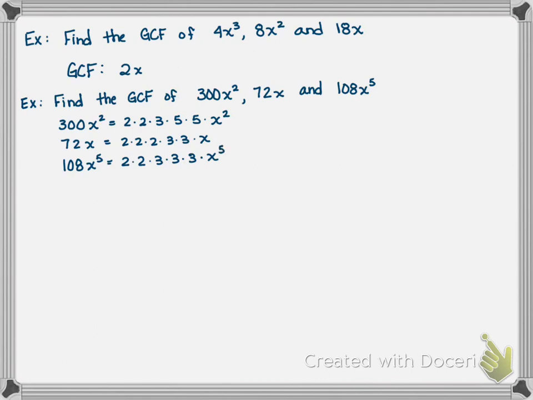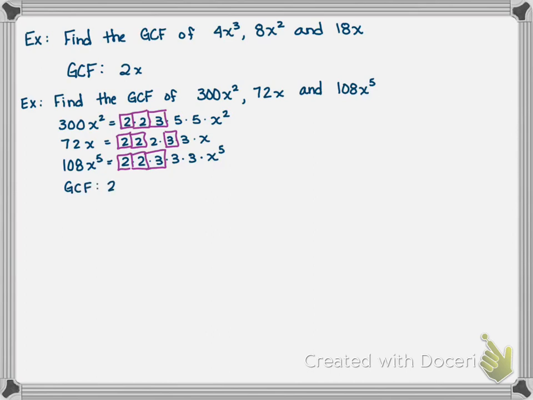So now that I have the prime factorization, I can look at what prime factors they all have in common. They all contain a factor of 2, they all contain another factor of 2, and then they all contain a factor of 3. But that's all, right? There aren't any other factors other than my x's, which we'll take care of in a second, that they all have in common. The second two have more factors of 3 in common, but that first one doesn't have any more factors of 3.